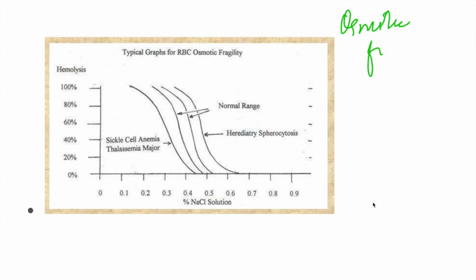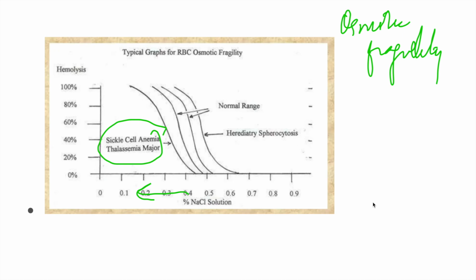In the osmotic fragility test, you have to remember the RBCs in the case of thalassemia have decreased osmotic fragility. Okay, so if you see over here the graph has shifted towards the left, there is decreased osmotic fragility or increased resistance. That means the RBCs are more resistant to breaking down.